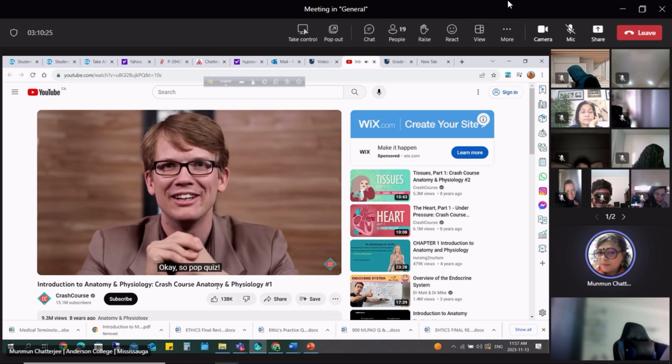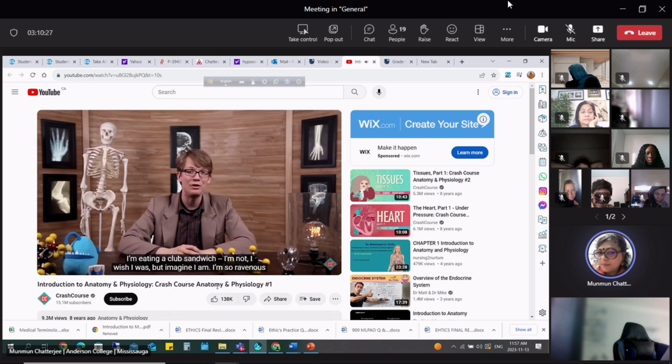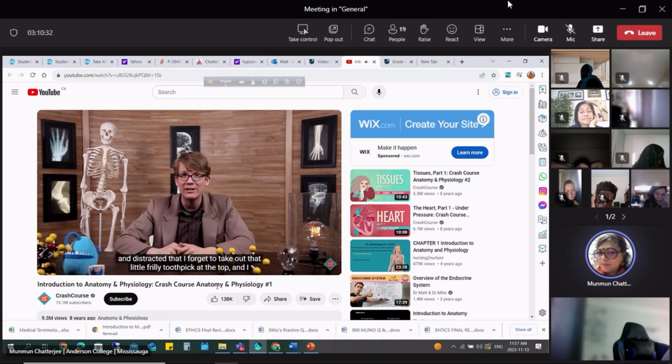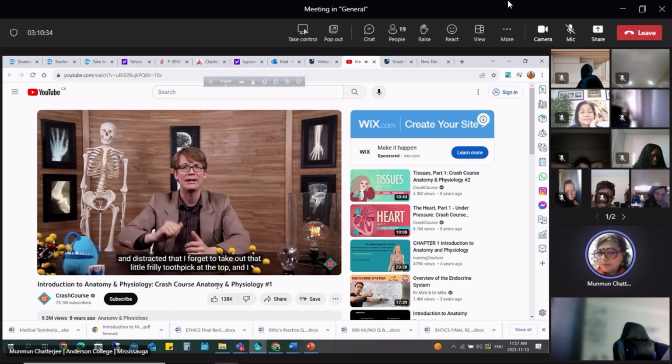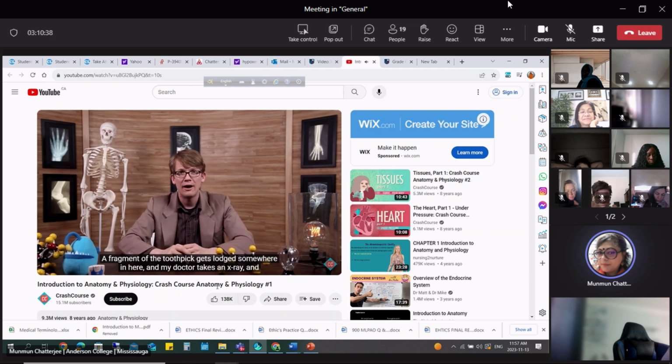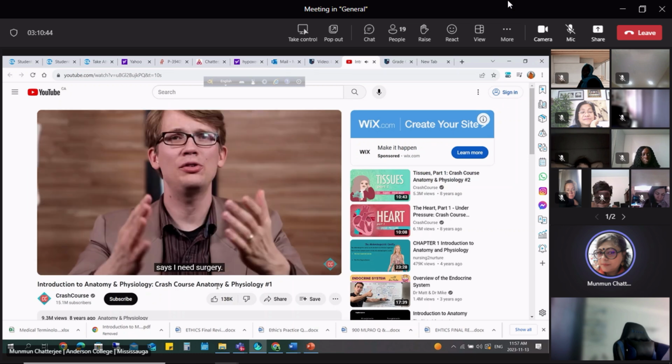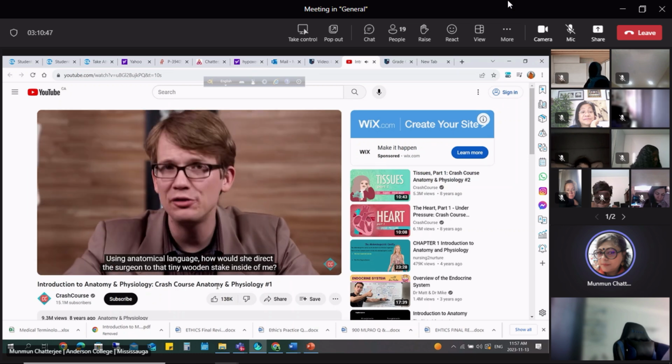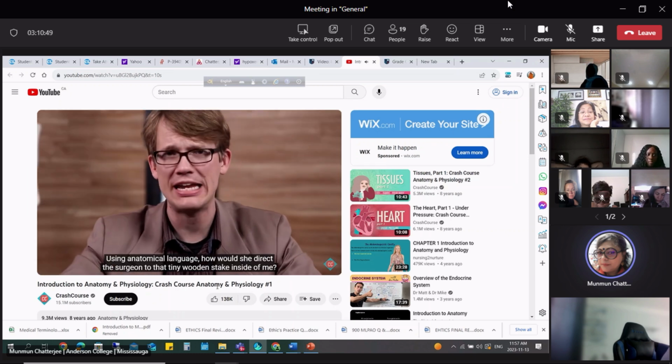Okay. So pop quiz. I'm eating a club sandwich. I'm not. I wish I was. But imagine I am. I'm so ravenous and distracted that I forget to take out the little frilly toothpick at the top, and I end up swallowing it with a raft of turkey bacon and toast. A fragment of that toothpick gets lodged somewhere in here, and my doctor takes an x-ray and says I need surgery. Using anatomical language, how would she direct the surgeon to that tiny wooden stake inside of me?